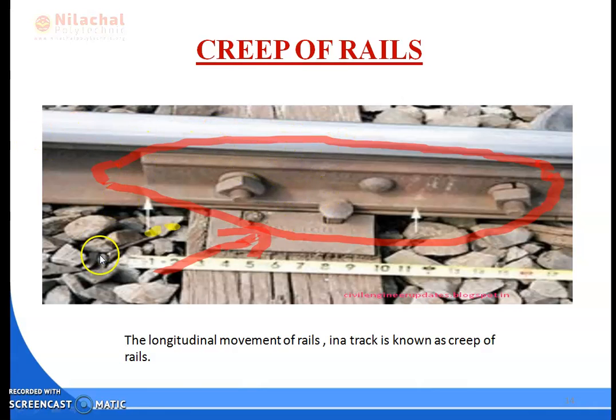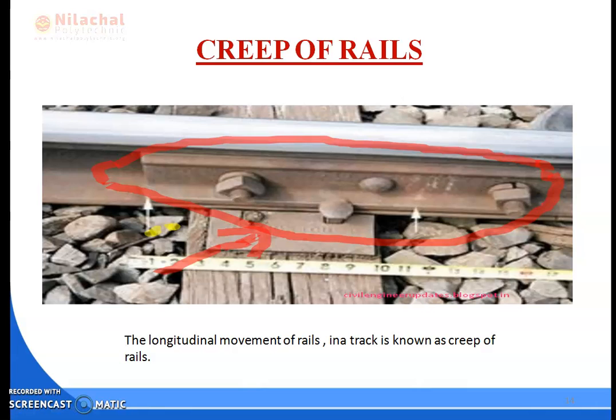If you provide bad quality sleepers here, then they can't support the rail or bear the loads. That's why creep also increases. Okay, and another is your gauge fixed, too tight to too slack. If the gauge distance is too tight, then creep will be produced.